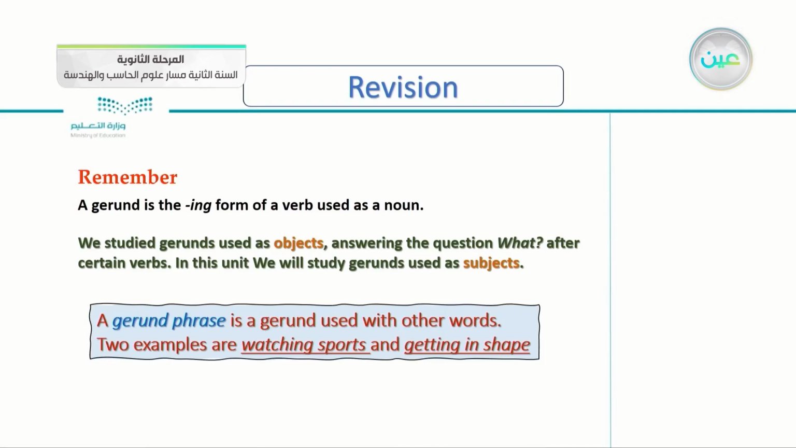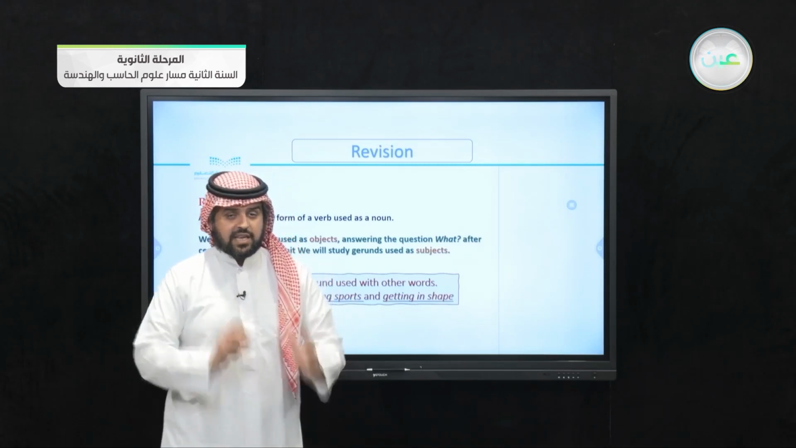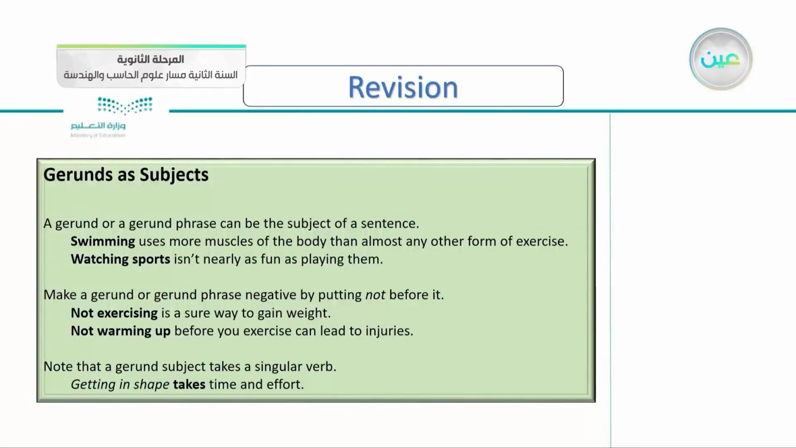A gerund phrase is a gerund with other words, for example, watching sports, getting in shape. So these are gerund phrases. So gerunds as subjects: a gerund or a gerund phrase can be the subject of a sentence. For example, swimming uses more muscles of the body than almost any other sport. So this is a gerund as a subject, not as an object. Also here, a gerund phrase: watching sports isn't nearly as fun as playing them. So watching sports here is a gerund phrase, and it's also the subject of the sentence.